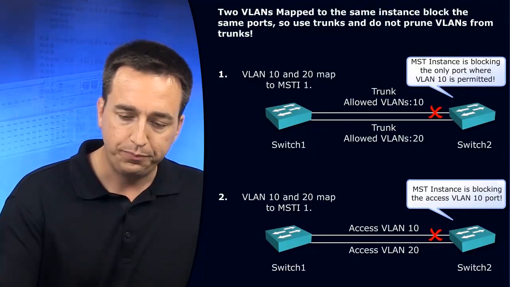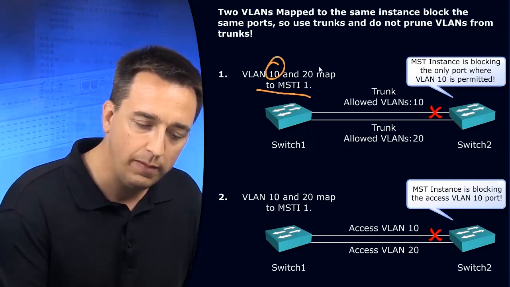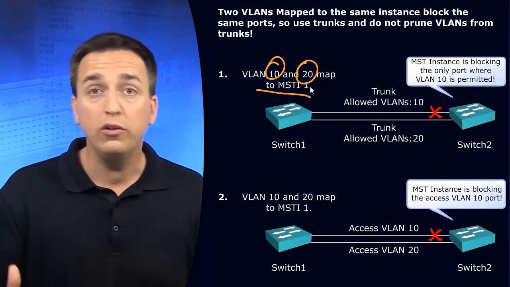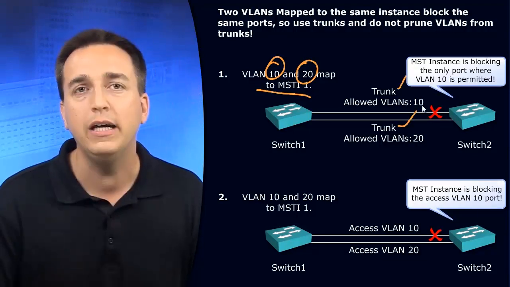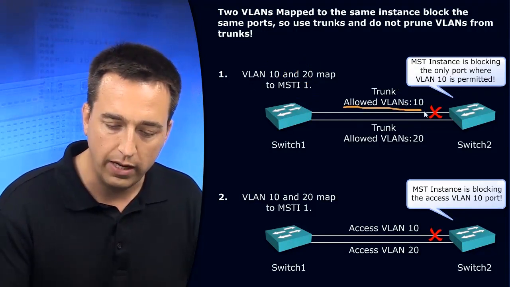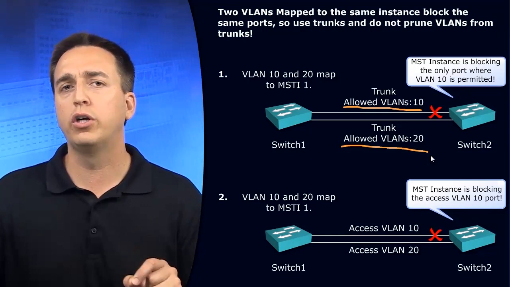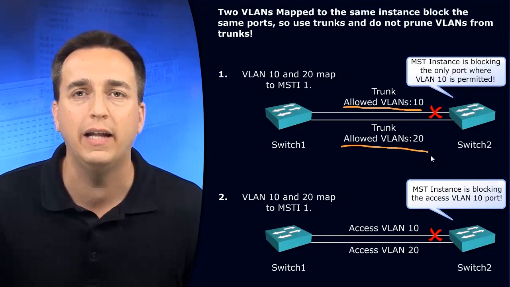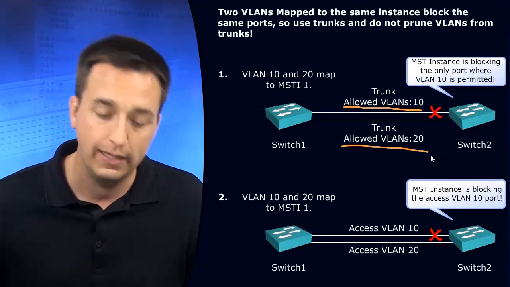In our top example here, notice how we have MST instance 1 and we have VLANs 10 and 20 mapped to MST instance 1. We are using trunk links, so that's great. We said let's use trunk links, so we are. But what we are doing here is we're pruning VLANs. Take a look at this. We're only allowing VLAN 10 on this link, and we're only allowing VLAN 20 on this link. Does multiple spanning tree protocol care about how we have pruned our VLANs? The answer to that is no. It doesn't care. It doesn't see that information, so it has no idea it is going on.